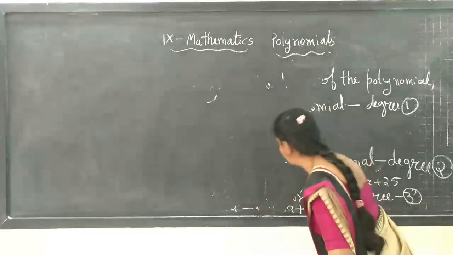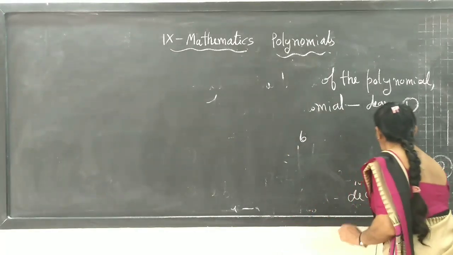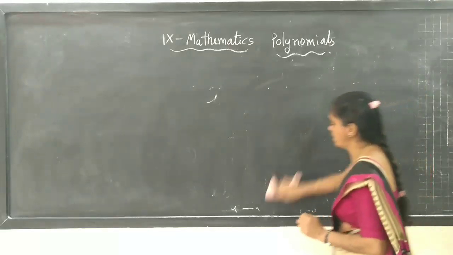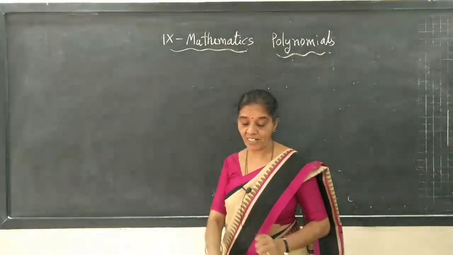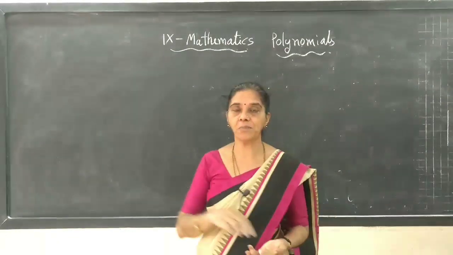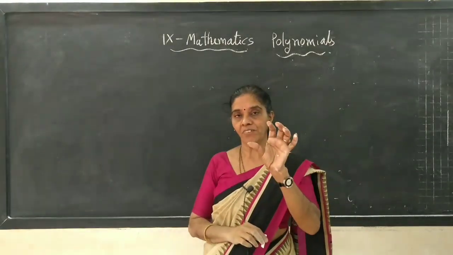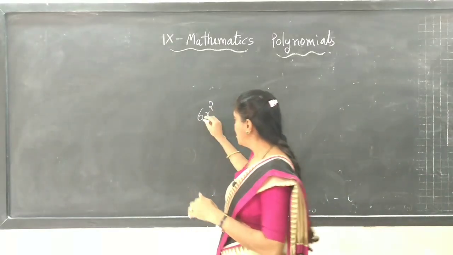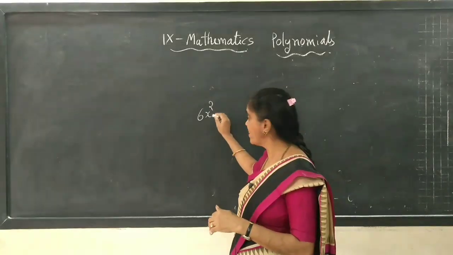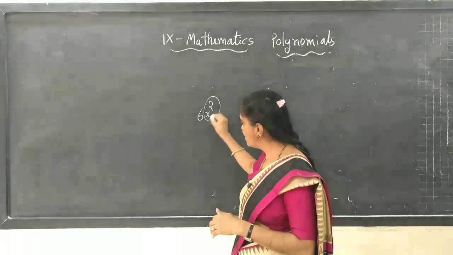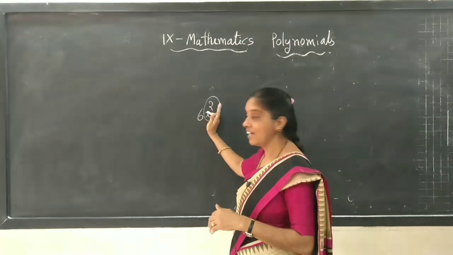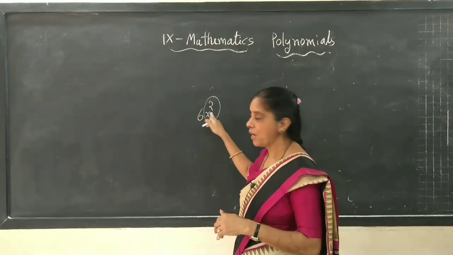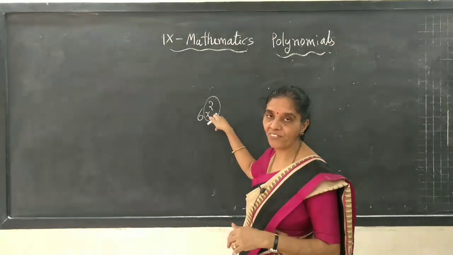Now, one more part we have not discussed in polynomials is the coefficient. What is a coefficient? If you take any term in a polynomial or algebraic expression, for example 6x square, and they ask what is the coefficient of x square, the remaining part, what is left here, is called the coefficient. Here, plus 6 is the coefficient of x square.